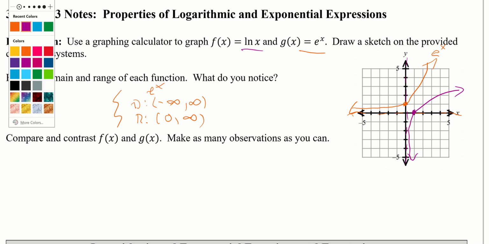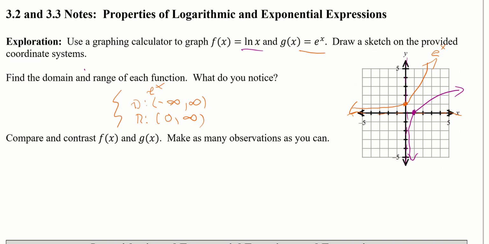Whereas for ln x, if I look at the domain, your domain is going to be from that vertical asymptote, which is 0, all the way to the right, right? So positive infinity in that direction. Whereas your range goes up and down forever. So again, that one's going to be negative infinity to positive infinity.